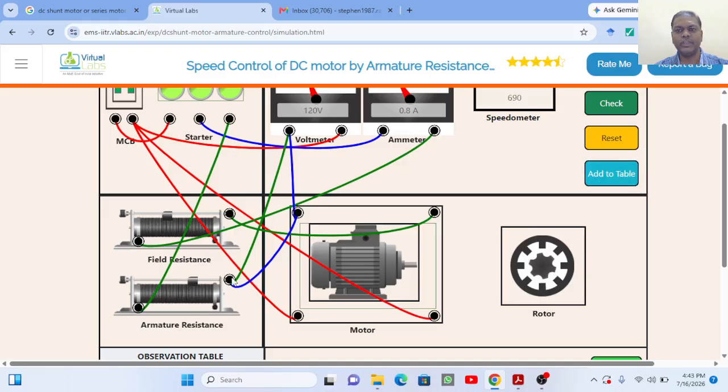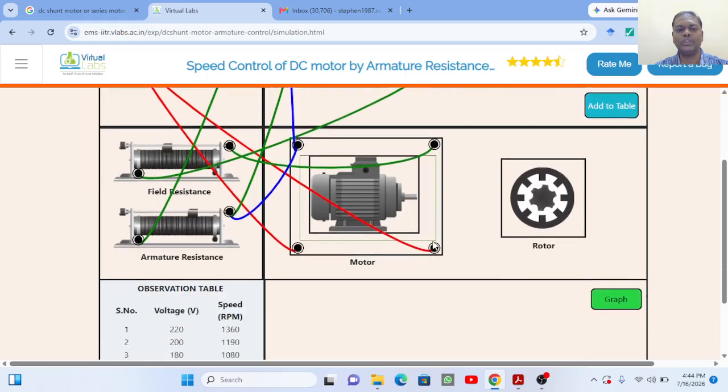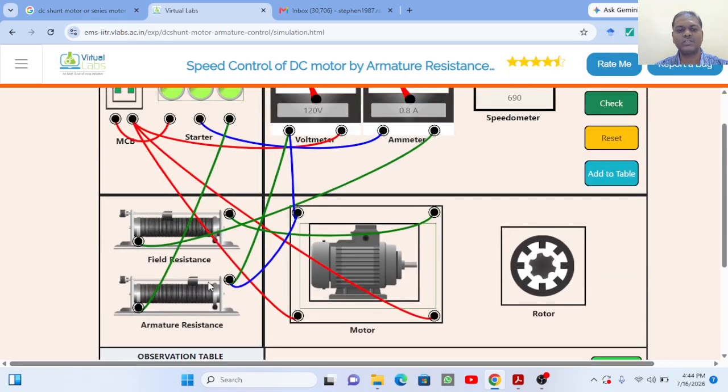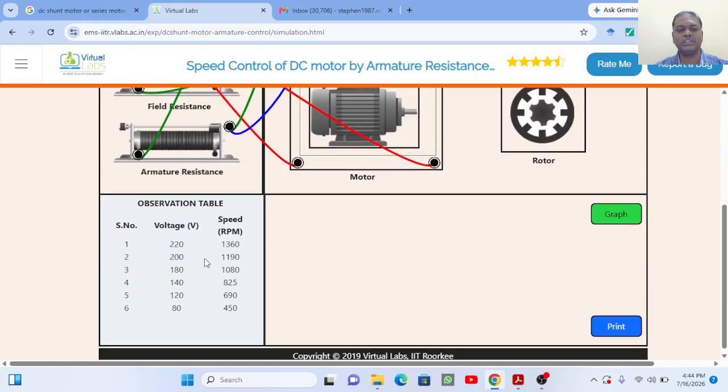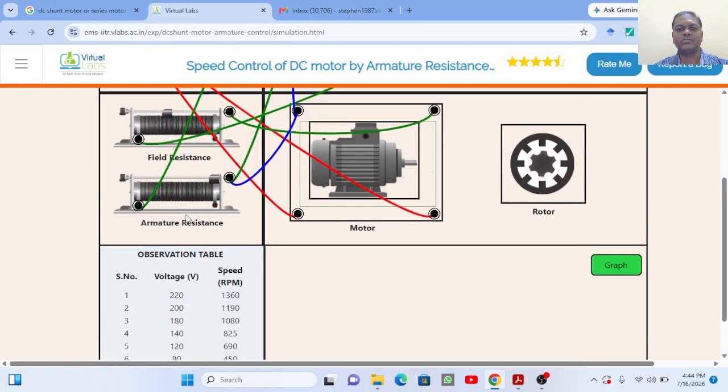Again we move the armature resistance, and the speed is again reduced to 690. Again we have to add to the table. The last reading is 450. Again we are going to add it to the observation table. These are the variations we get by moving the armature resistance.